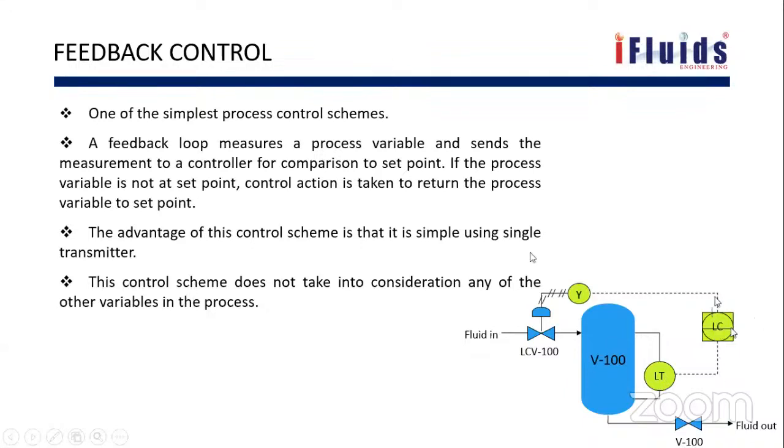this controller will advise the control valve to close further because already it is 55. You please close because I have to maintain only 50. So if it goes below 50, it will ask this control valve to open. It will tell the control valve to open. So this is how process control takes place in the plant.